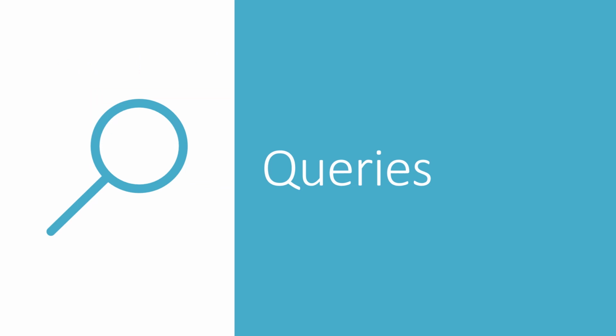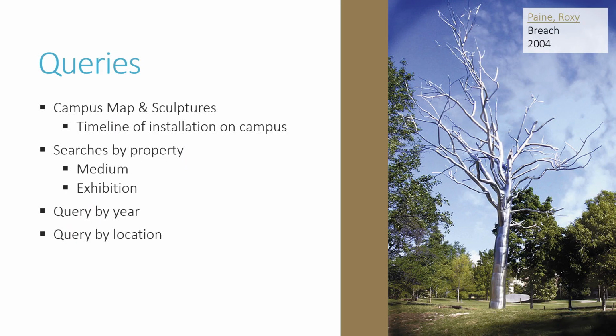Now that we've discussed the layout of the Sheldon Art Museum and the information that we have included, we will go over a few different queries and show you how this MLPQ database would be used to find information necessary. We have a number of queries that we've found useful in our project before this time. So earlier you saw our demo, which showed the campus map and sculptures, which allowed us to show a timeline of installation on campus.